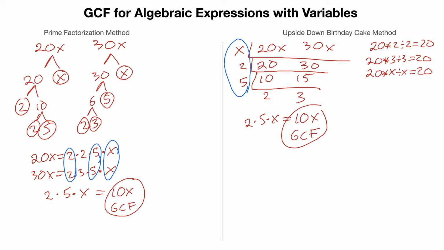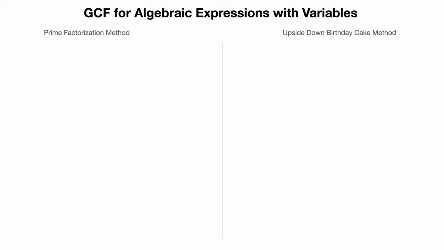Okay, so that's if there's just one variable. However, often you'll have two variables. So let's do one more example, something maybe more likely what you would have. 30x squared y and 60xy squared. Okay, so we'll do this with both methods. I'm going to do like I did before. I'm going to split up the number and the variables. Then I would do the number like usual.